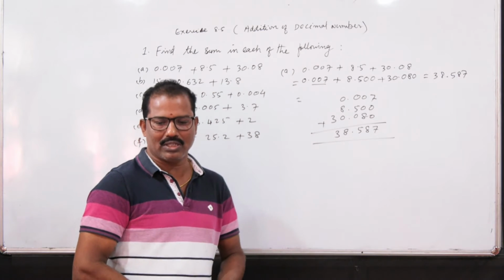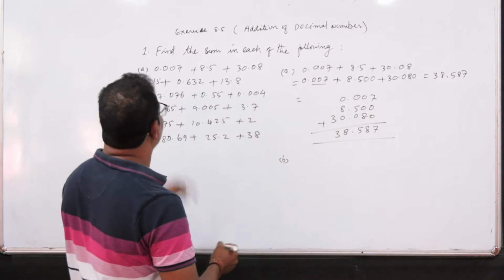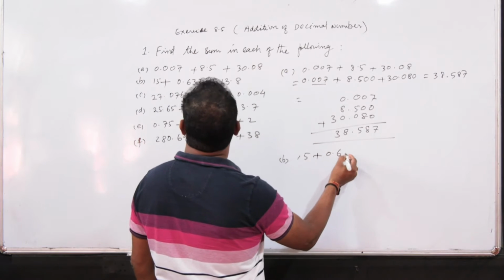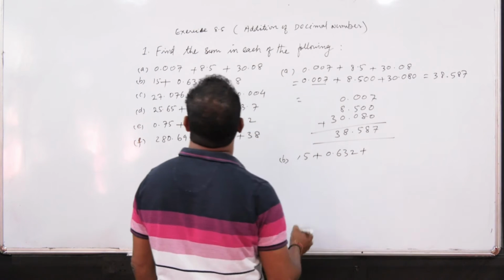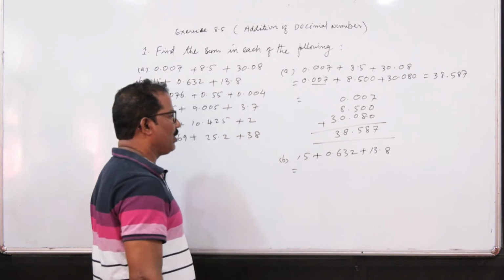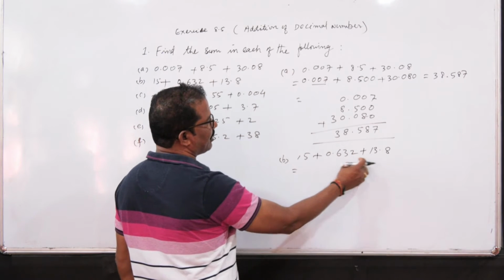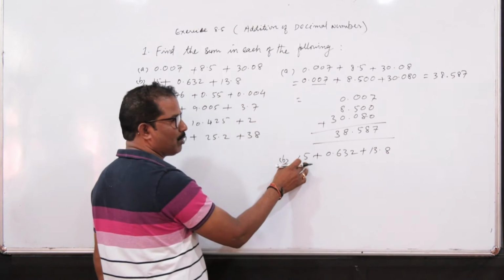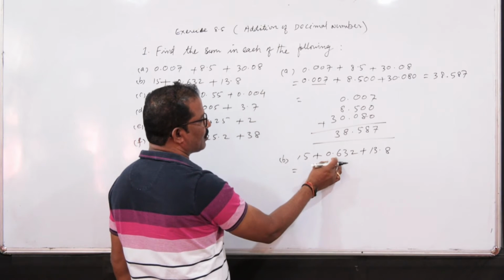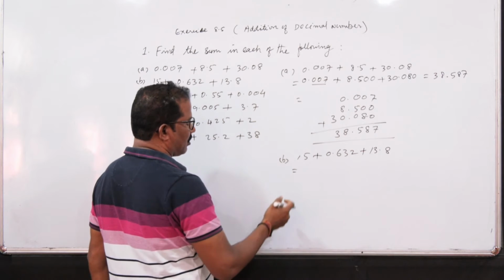So in this way we have to see the next question. Now see question B. It is how much? 15 plus 0.632 plus 13.8. Here also in the same way we have to convert into like decimals. Here see the maximum decimal places are 3 and here only one place is there. Here no decimal place is there. So to convert all the given numbers into like decimals, we have to put a maximum of 3 decimal places for all the given numbers.